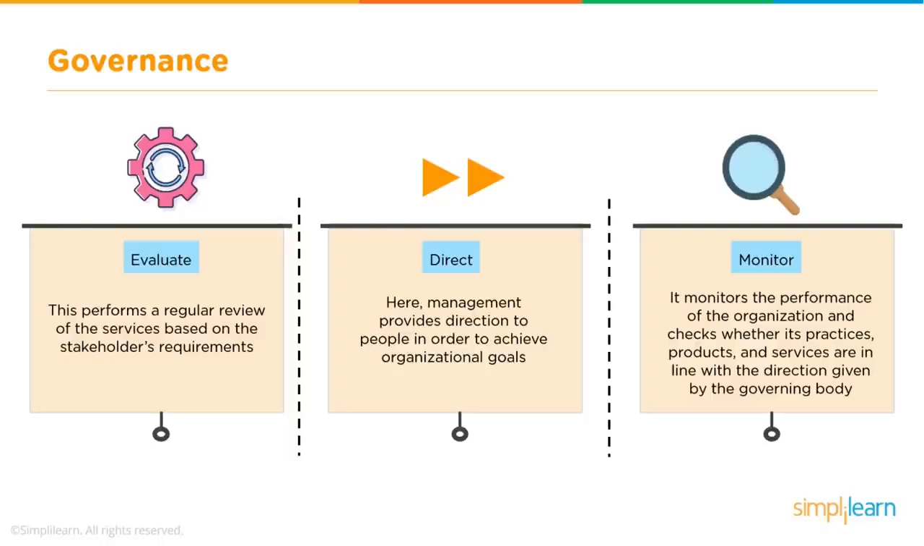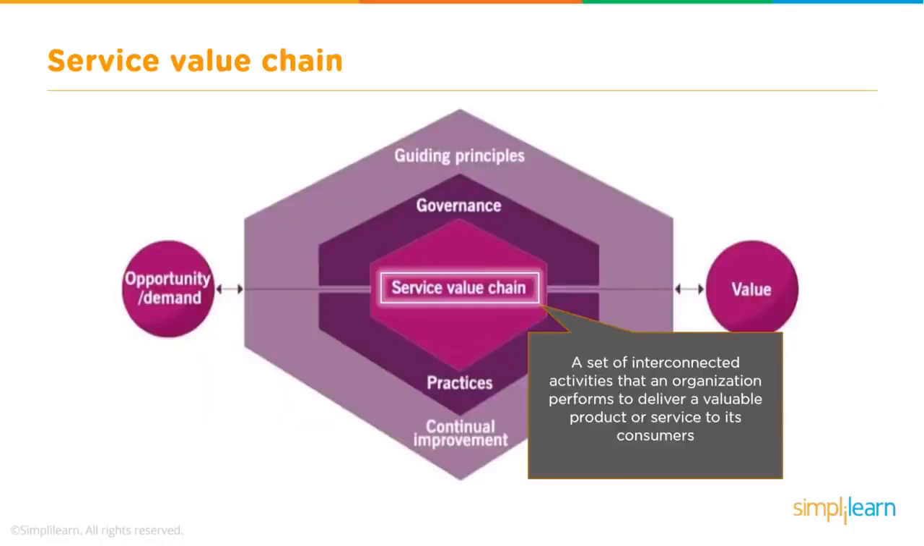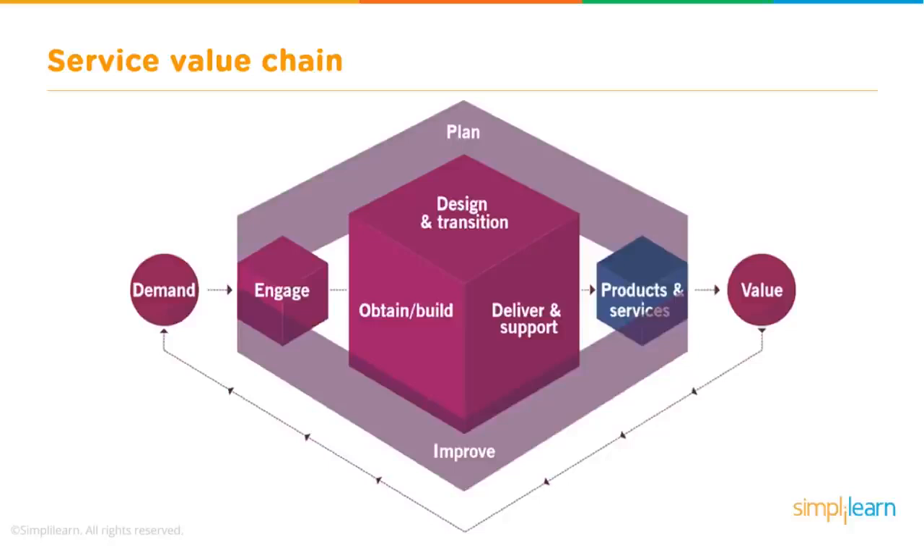So evaluate, direct and monitor happens continually and regularly, so that continued alignment to the direction set by the governing body is ensured. The next component is the service value chain, which is a component in the middle of the service value system. It has a set of interconnected activities that an organization performs to deliver a valuable product or service to its consumers. These include activities like engage, plan, improve, design and transition, obtain and build, deliver and support, products and services.